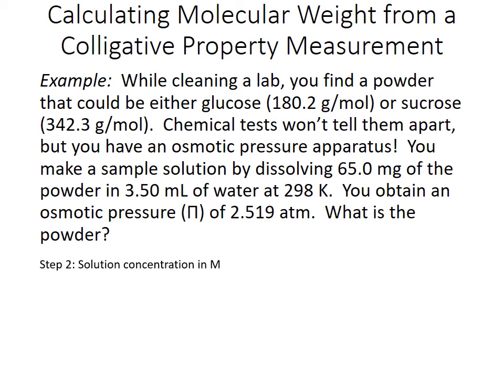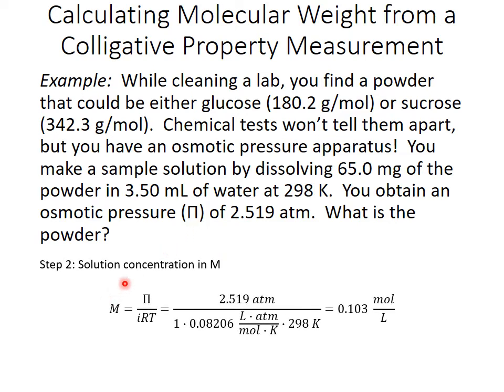Step 2, we need to calculate the solution concentration in molarity. This is where we'll start from that osmotic pressure measurement. We said that M equals pi over iRT, so we'll plug in our 2.519 atmospheres over 1 for the van 't Hoff factor, because this is a molecular compound, times 0.08206 liter atmospheres per mole Kelvin, times 298 Kelvin.